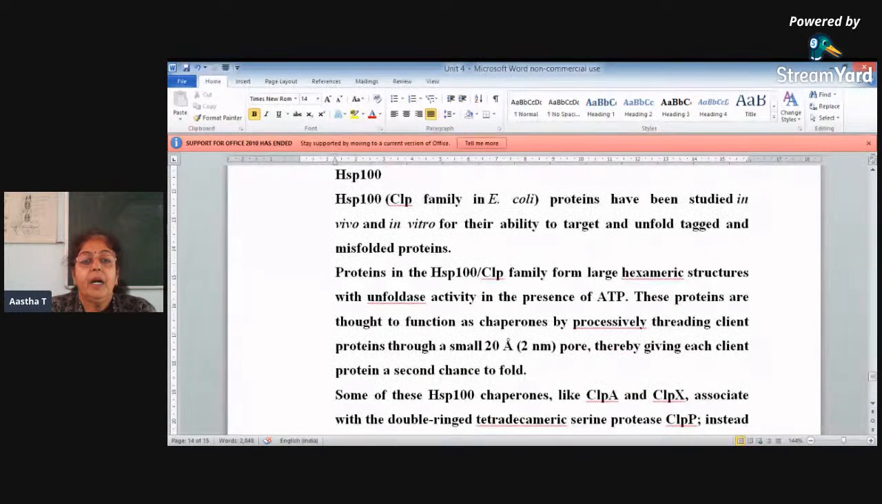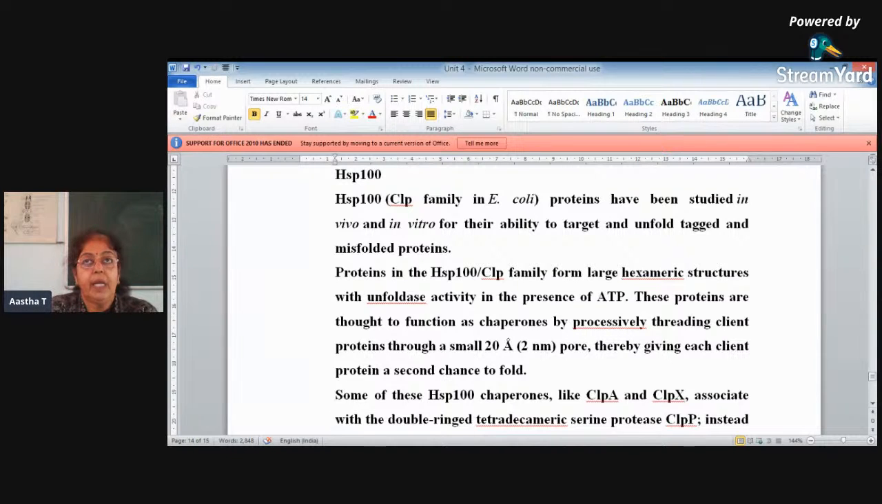Proteins in the HSP100 or CLP family form a large hexameric structure. So a 6-unit structure is there, and they are involved in unfoldase activity in the presence of ATP. They are responsible for removing the improper folding and stimulating the correct folding. These proteins function as chaperones by processively threading client proteins through a small 20 angstrom pore, thereby giving each client protein a second chance to fold.